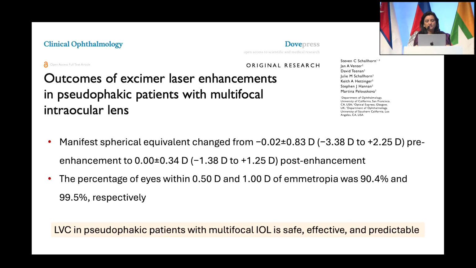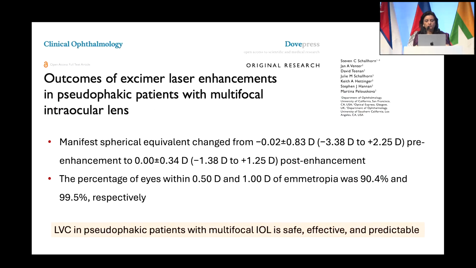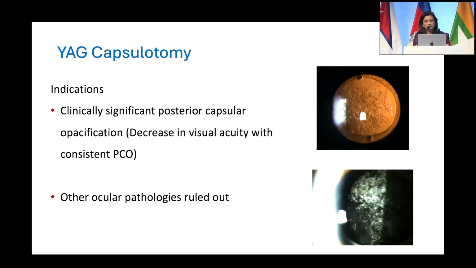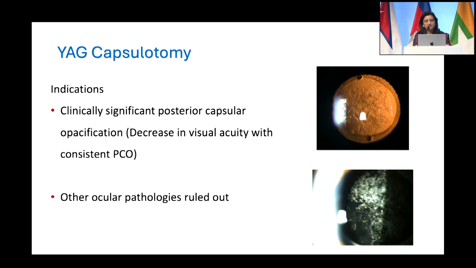This was actually a review article which looked at outcomes of excimer laser enhancements in pseudophakic patients with multifocal intraocular lenses, and it did show that in the studies that were available, laser vision correction is safe, effective, and predictable with multifocal IOLs. Of course, if there are problems like posterior capsular opacification, then that has to be dealt with by YAG capsulotomy.